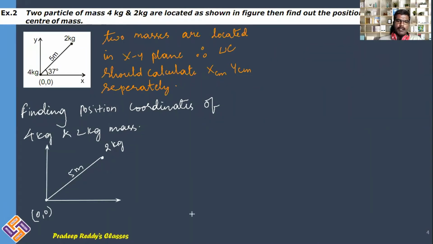In order to find the positions along the x-axis and y-axis, I'll drop one perpendicular here and I'll take one line here. This is angle 37 degrees given, and this is y and this is x. I name it as x2 and y2. 2 kg is at position x2, y2. I want to find x2 and y2. So for that, I'll take this triangle.